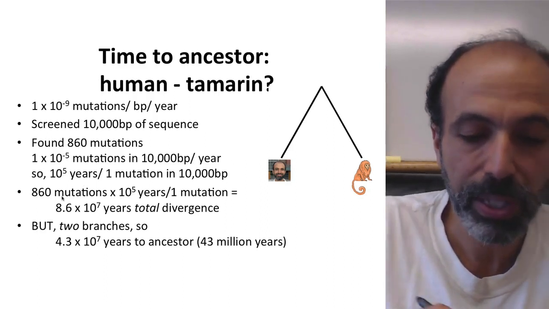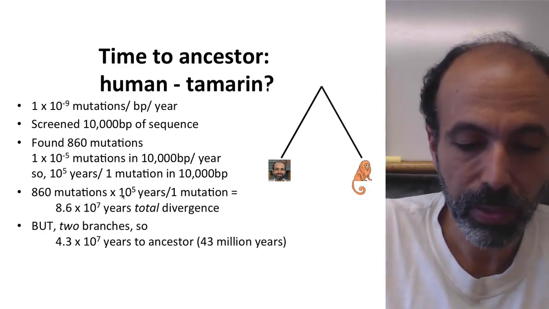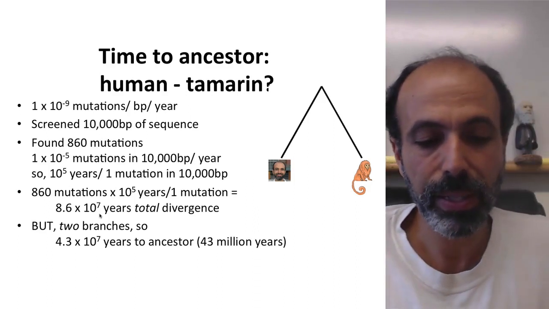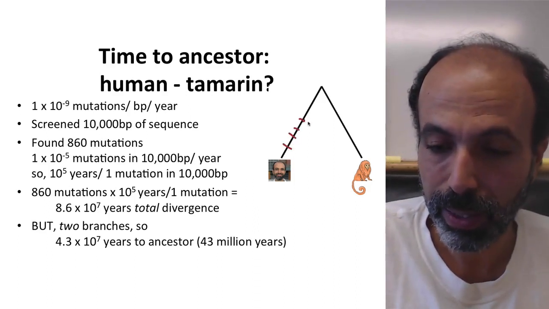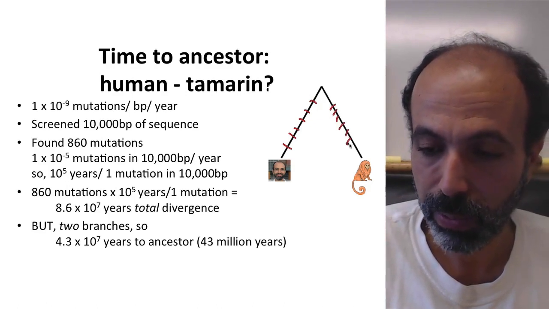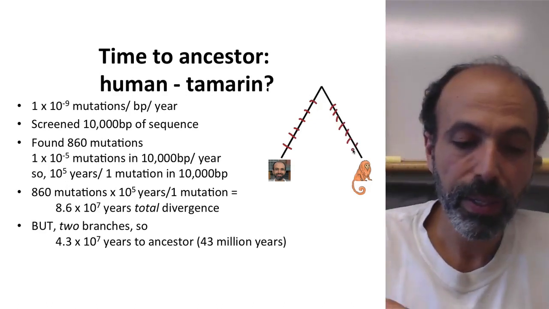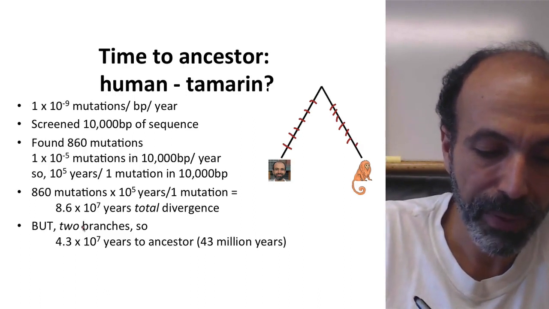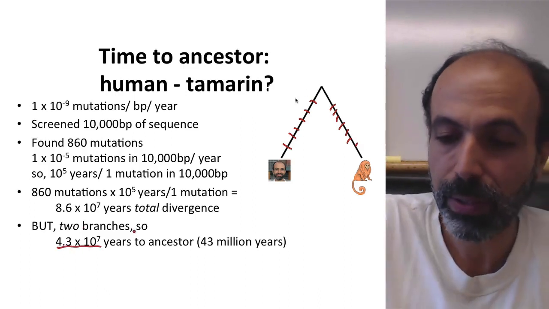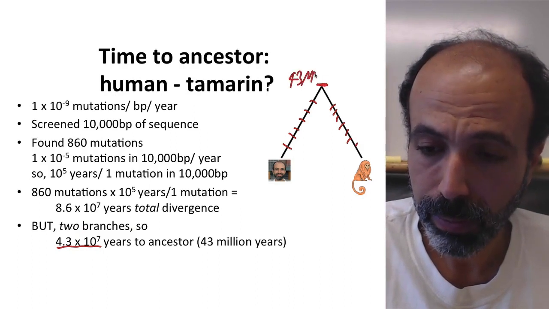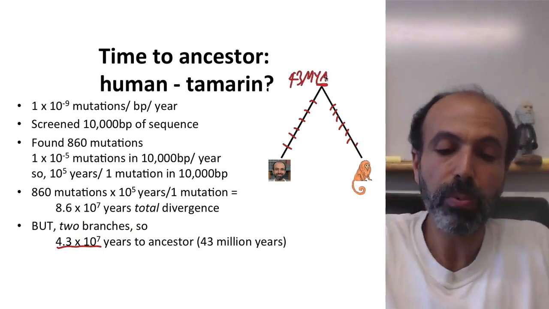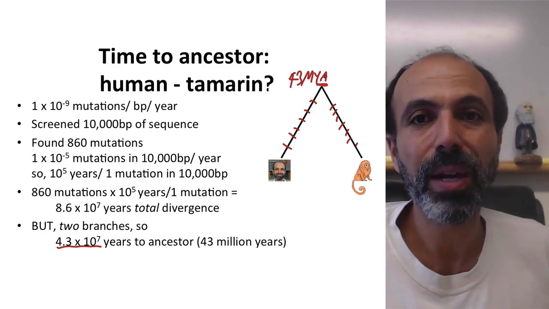We have 860 mutations. So multiply these two together, and we get 8.6 times 10 to the 7th, or 86 million. Now again, this 86 million is reflecting what's happened in this branch and what's happened in this branch. So we divide by 2. So the time to our common ancestor would be half that, or 4.3 times 10 to the 7th, or 43 million years ago. 43 million years ago is when we may have shared a common ancestor with humans and tamarin.